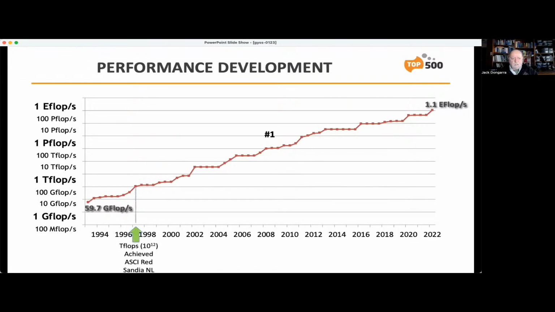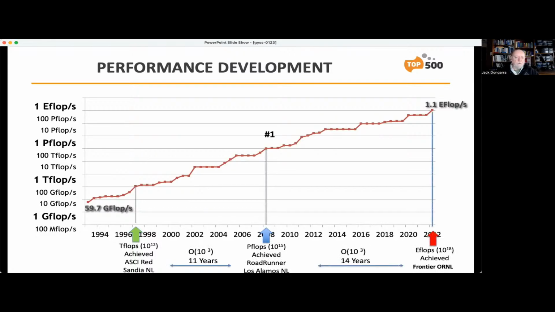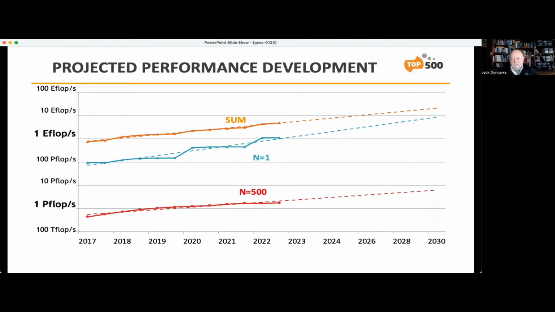This is looking at the #1 computer over time based on the top 500 data. You could see how it's changed. We reached what was called the teraflop, 10 to the 12 operations, back in 1997. 11 years later, we got 3 orders of magnitude in getting to a petaflop, and then it took us 14 years to get to an exaflop from that point. So 3 orders of magnitude going from tera to peta in 11 years, and then going from peta to exa, it took us 14 years, and we would expect carrying on into the future, it's going to take even longer. So things are slowing down, and that slowdown is coming about by a number of things.